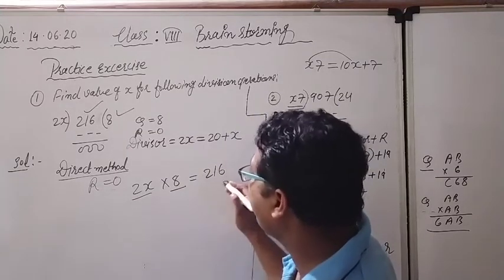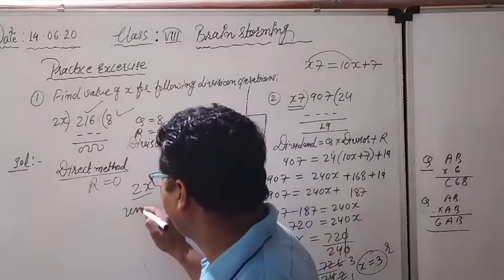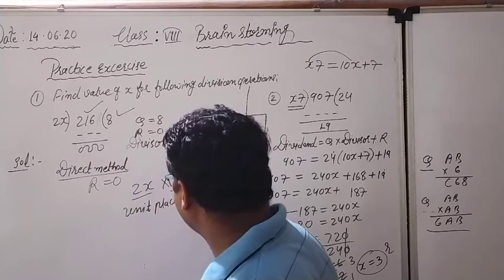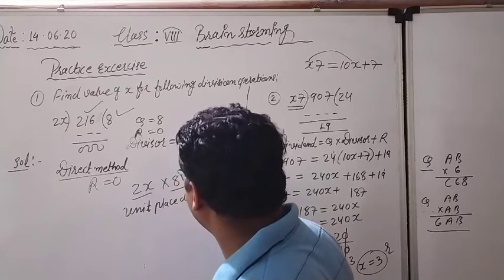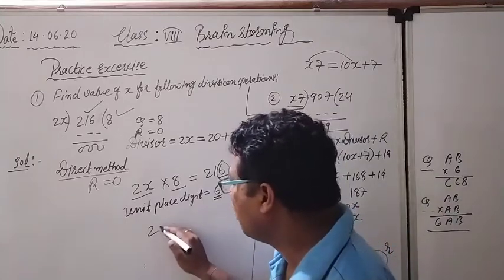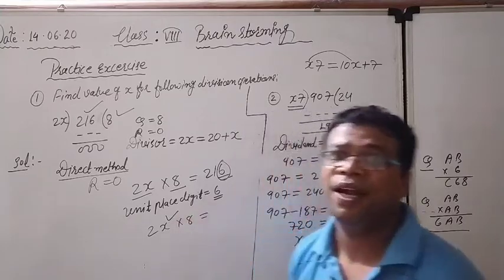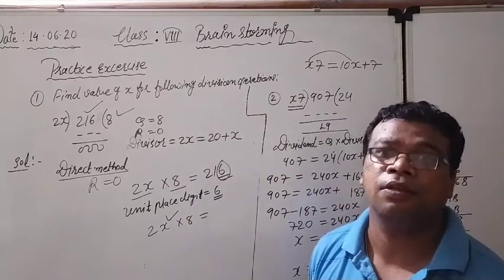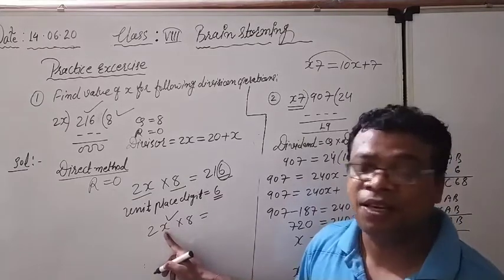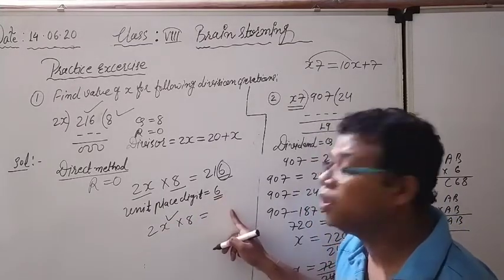And in this way, I have to concentrate on the unit place digit. What is the unit place digit here? 6. The unit place digit is 6 in my result. So I have to think what should be the value of x so that when I multiply with the 8, I will get 6 as the unit digit in the result. Again, I want to explain what should be the value of x here so that if I multiply with the 8, it will give me 6 at the unit place.